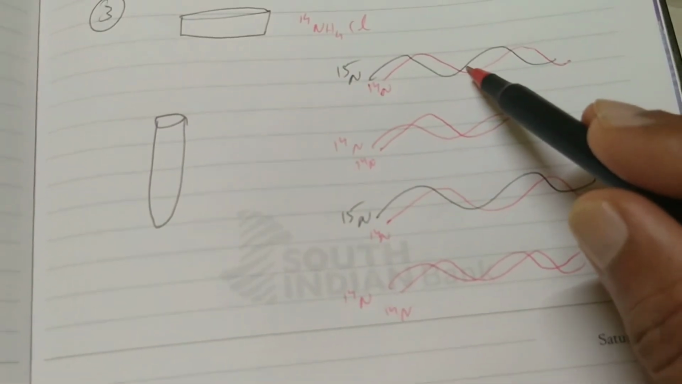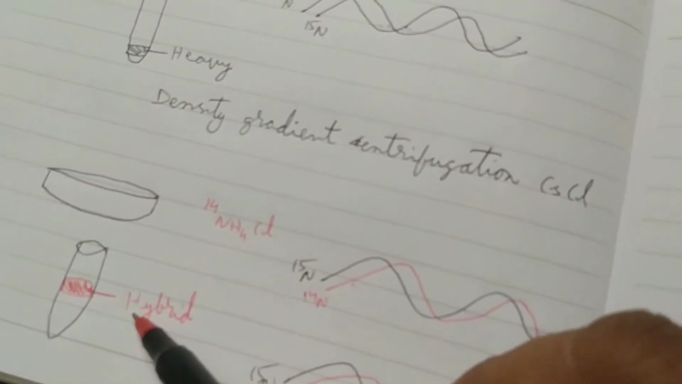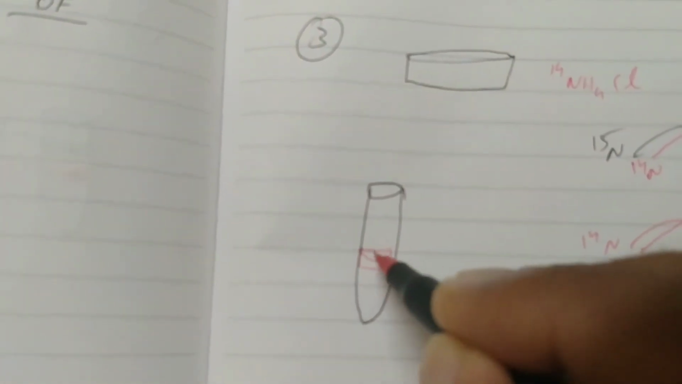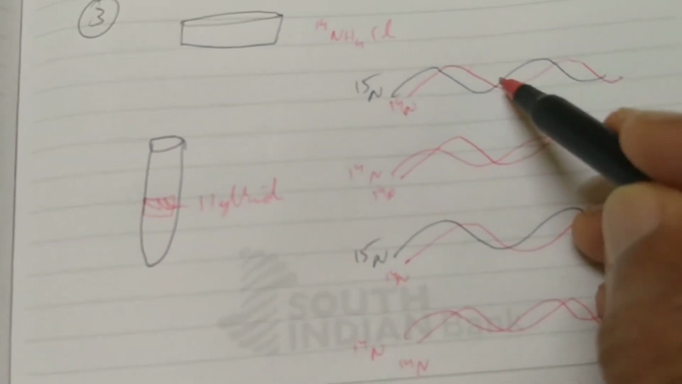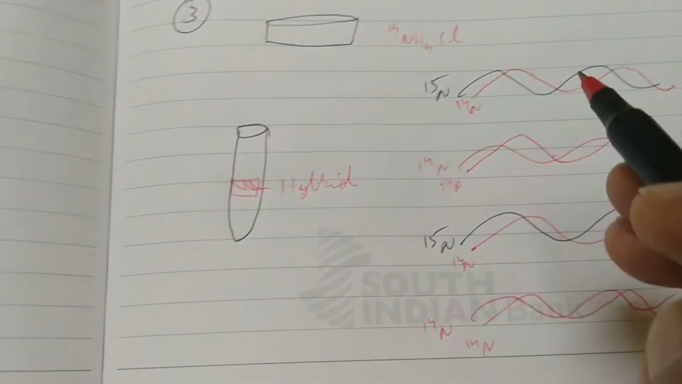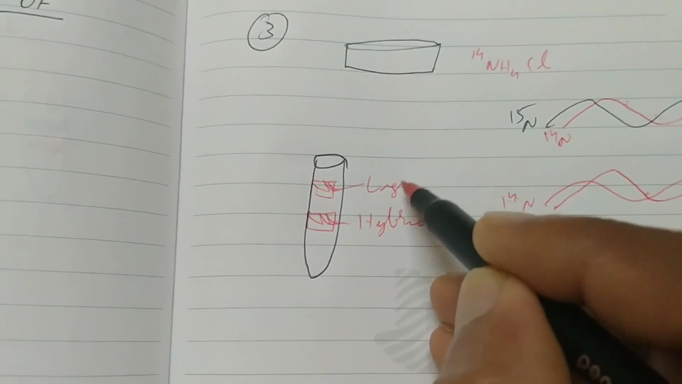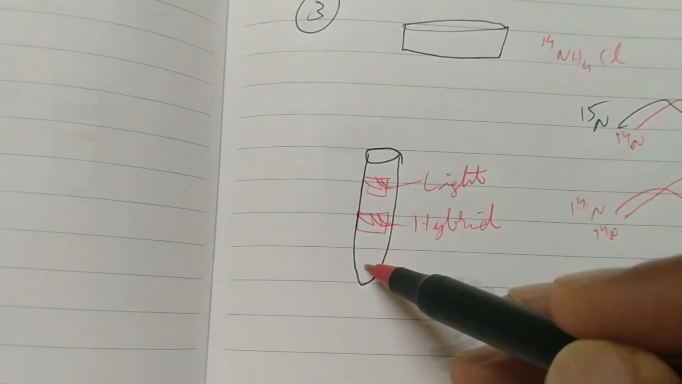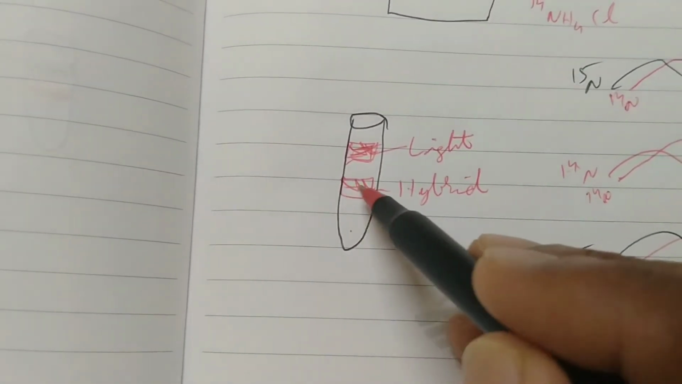This strand will form. This is a hybrid strand. So this hybrid strand forms a hybrid band. This is hybrid, which are this one and this one, while this one is even lighter than that because both are N14. So it forms a light band. So it is based on the density that it forms. The more dense it is, the lower it will be; the less dense it is, the higher it will be. So see here, a hybrid band is there.